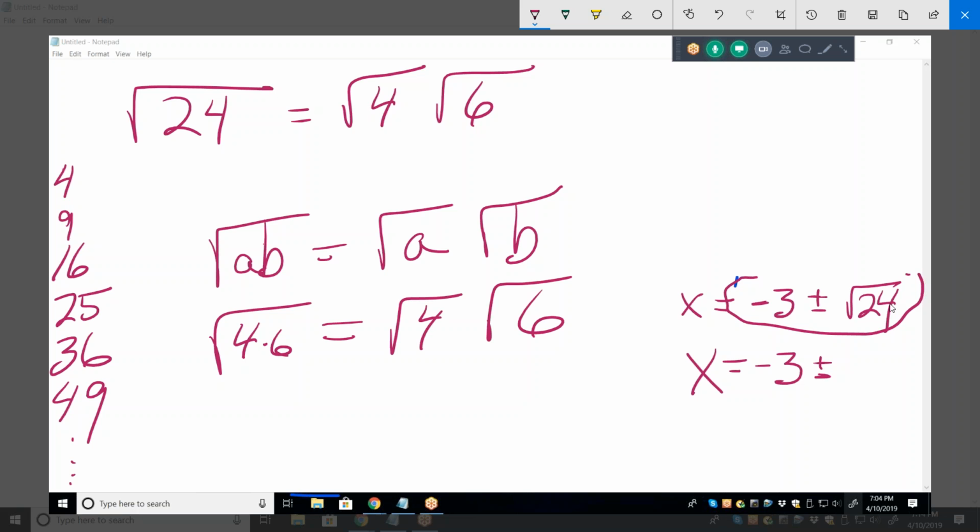Now, that's useful that there's a perfect square number there because now that becomes an integer, 2. There's your answer: 2 root 6. Now, simplify root 6.